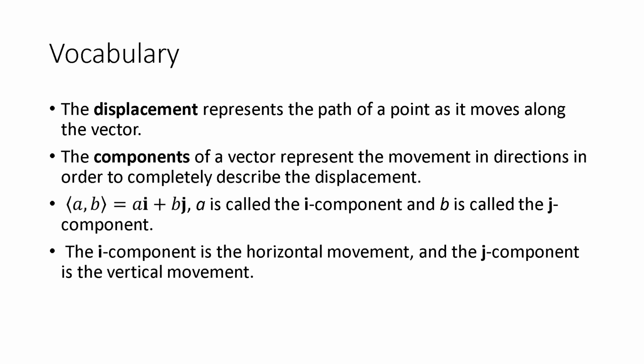When you have an I component, you are moving horizontally. When you have a J component, you're moving vertically. The number multiplying I tells you how many units you move horizontally. So if A is positive, you move to the right. If A is negative, you move to the left. Same thing with B. If B is positive, then you move that many units vertically upward. If B is negative, you move that many units vertically downward. And that will give you the location of a terminal point, provided that the initial point is at the origin.